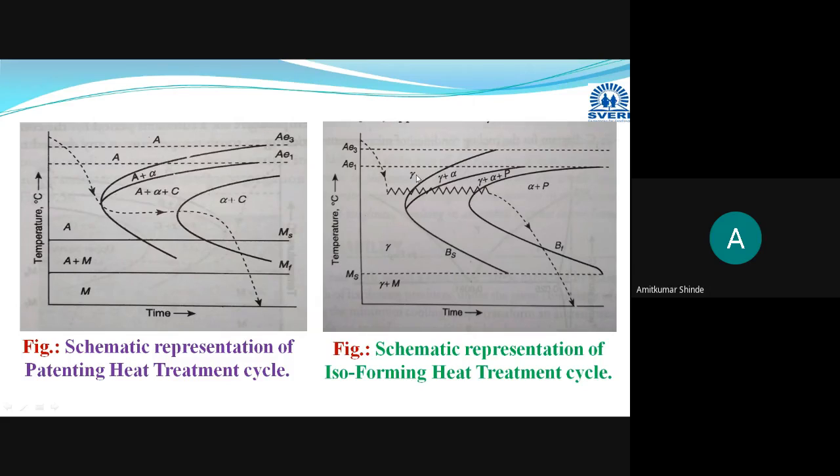Sometimes austenite is mentioned with the gamma phase also. In a few diagrams, the A symbol is given. Don't get confused. It is the same phase. This is austenite. Sometimes they have written A for austenite or gamma for austenite. It is the same phase there. Don't get confused in this.